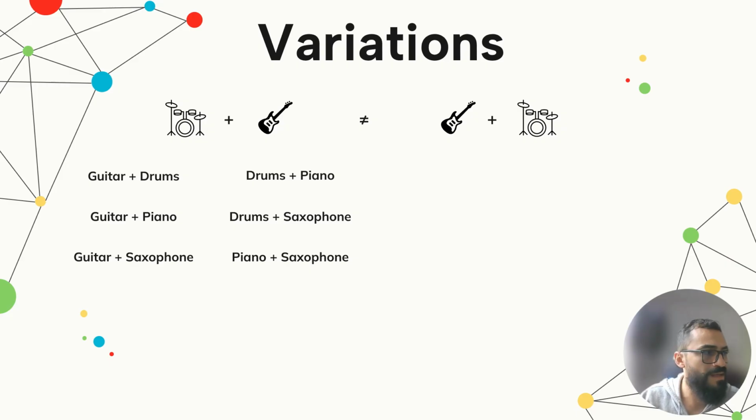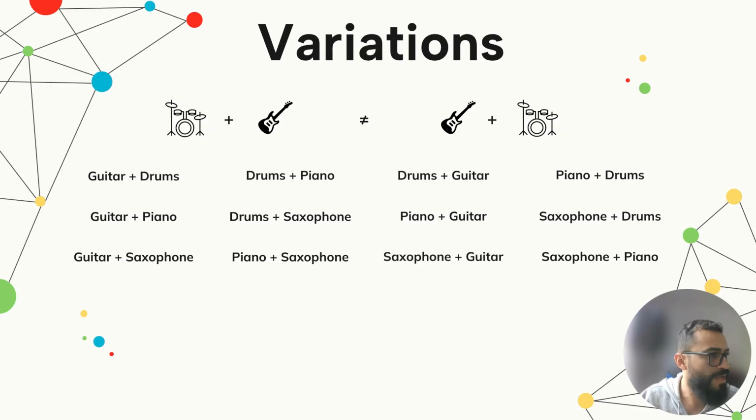So besides the same combinations that you have from the previous example, you need to add some more, because guitar and drums is not the same as drums and guitar, and guitar and piano is not the same as piano and guitar, and saxophone and guitar is not the same as guitar and saxophone, and so on, right? Those are different examples, so you need to duplicate the amount you can have here.